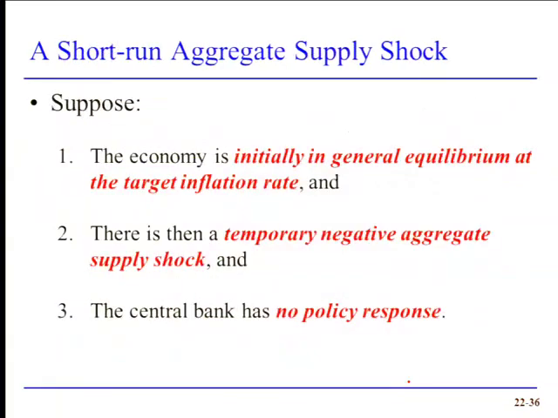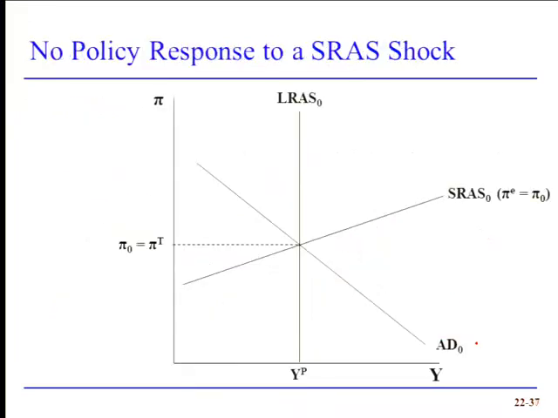Well, let's see if the same thing is true when we have a short-run aggregate supply shock. Again, we'll start with scenario 1: general equilibrium at our target inflation rate, and a temporary negative aggregate supply shock. Again, scenario number 1, no policy response. So in this case, the short-run aggregate supply curve shifts up. Economic output falls.